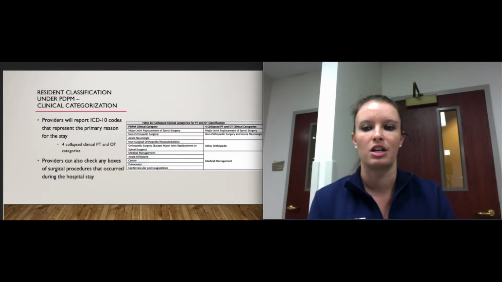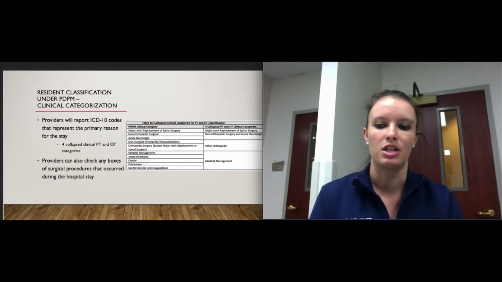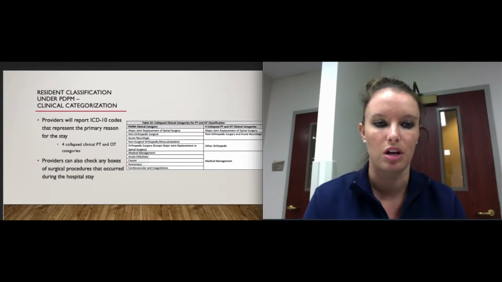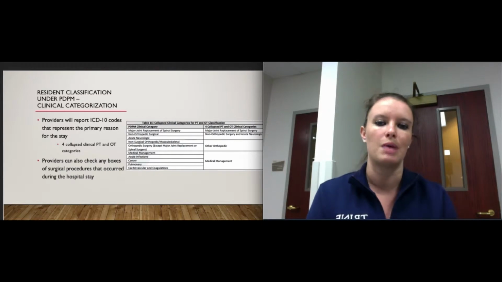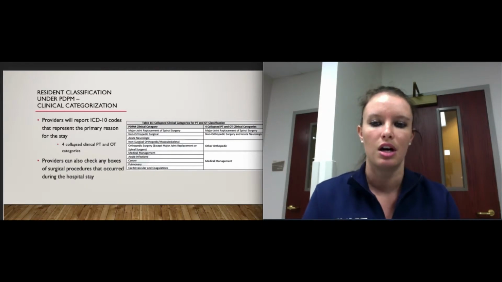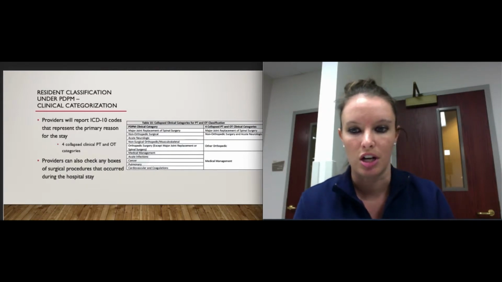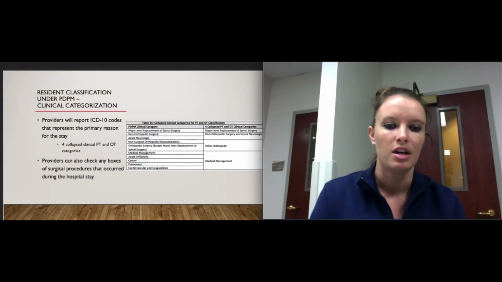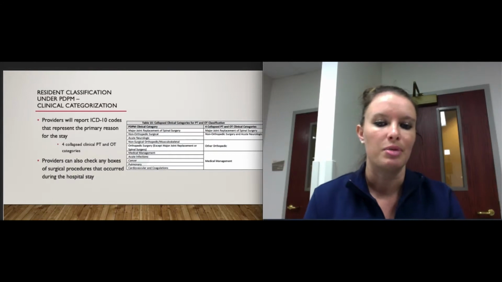So on resident classification under this system, there are 10 clinical categories that CMS believed represent residents most often found in SNFs, with 4 collapsed PT/OT clinical categories. Providers are also able to check any boxes of surgical procedures that occur during the hospital stay that will provide a better picture of patient characteristics.